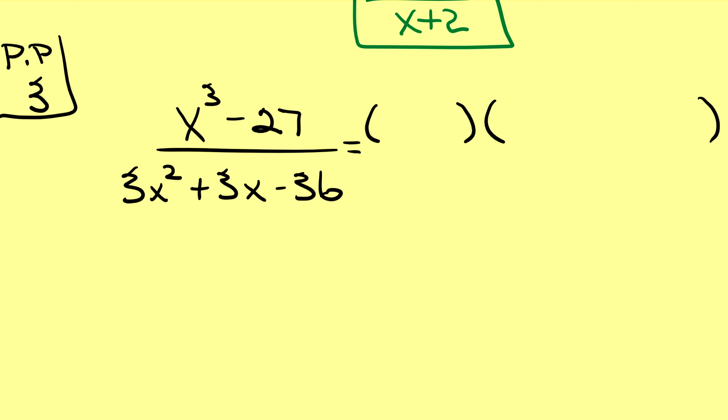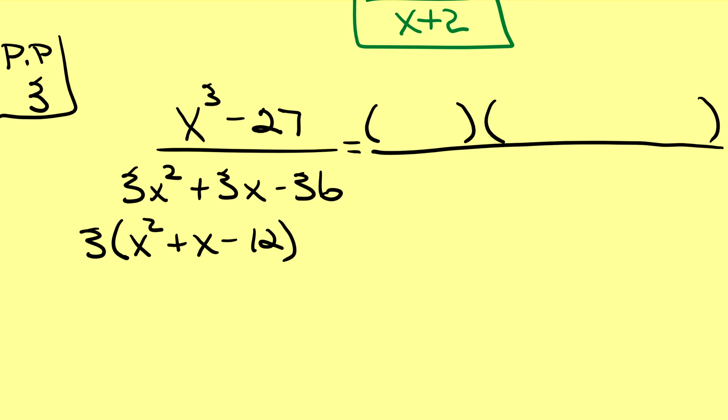The bottom, can I factor this? Well, it looks like I can. I've got a 3 in front, but I want to check, can I factor that 3 out? And the answer to that is yes, because I've got a 3 here, a 3 here, and a 36 here. So if I take out a 3, then what's left is x squared plus x minus 12. All right, so I factored the 3 out. Now I want to factor this trinomial where the lead coefficient is now 1. Okay, great. Well, I can do that. I'm going to put my 3 here so I don't forget it. And then I'm going to have 2 binomials after I factor it.